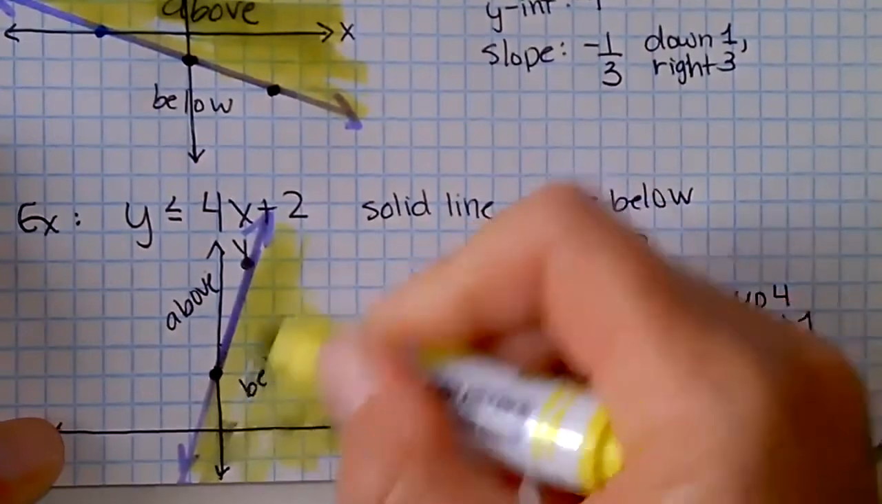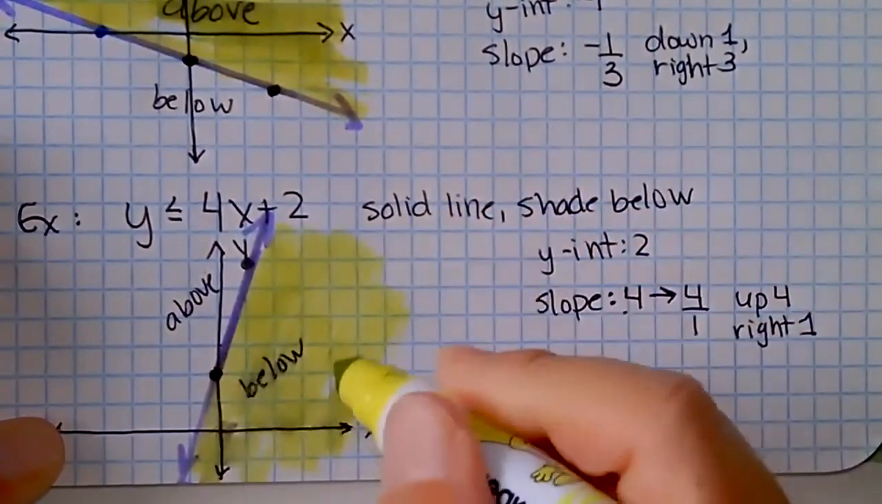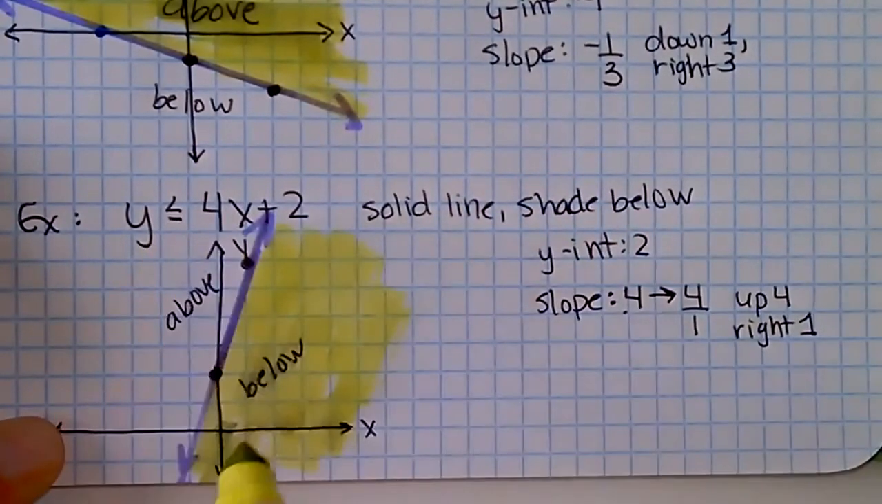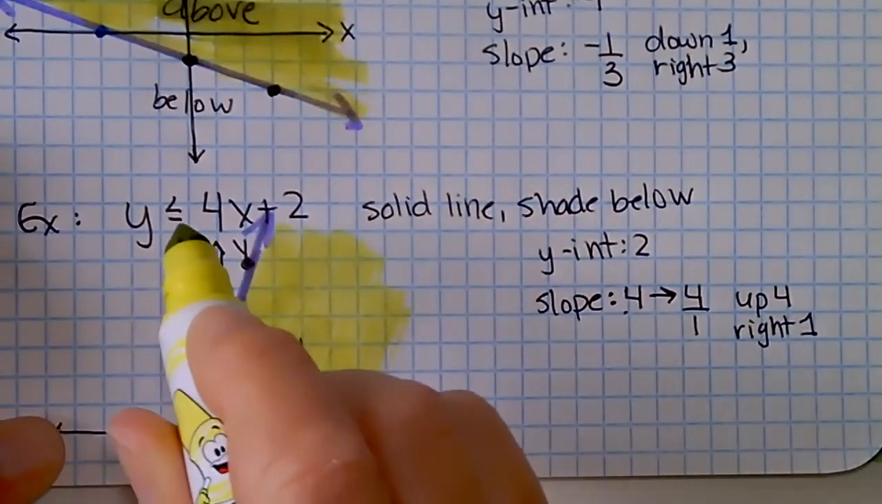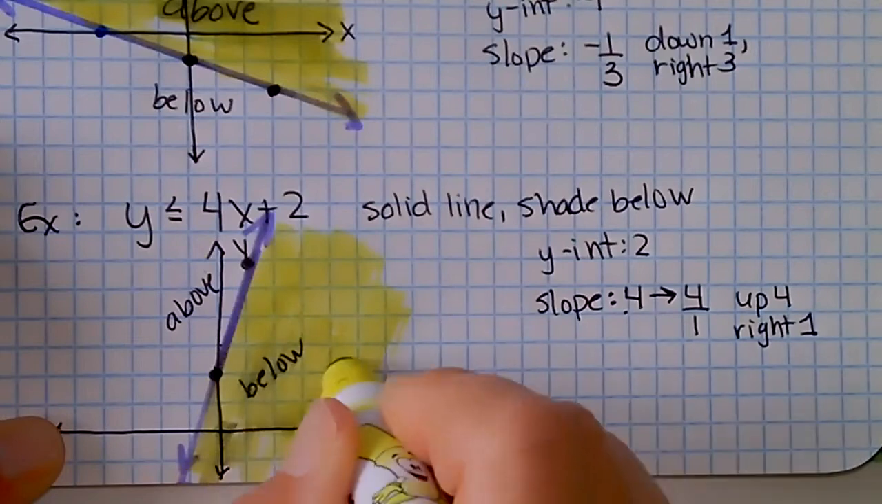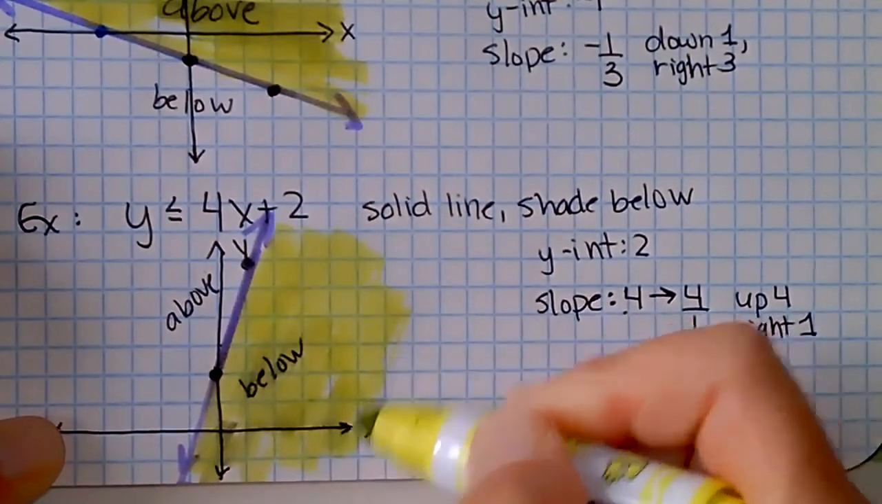So everything I'm shading here in yellow is a solution. It's going to make this less than, it's going to make that part true. Everything in purple, my line, is going to make it equal. So both the line and the yellow are my solution.